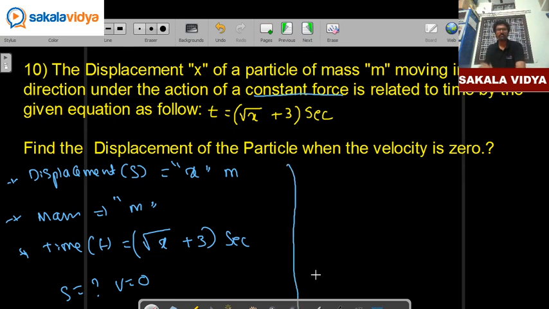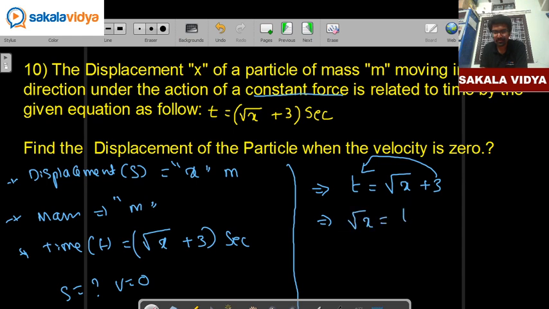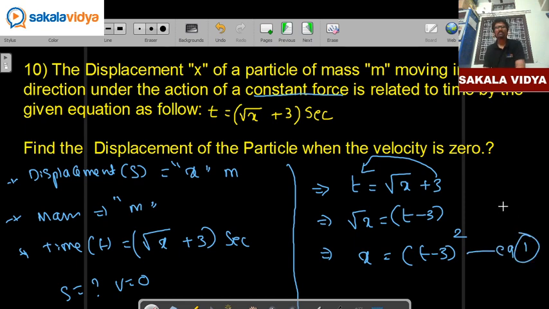So what is the first step? Here t is equal to under root of x plus 3. So I'm going to transfer this plus 3 to the left hand side, then it becomes under root x is equal to t minus 3. Squaring on both sides, x is equal to t minus 3 whole square. So this is our equation 1. So what you have to find? You have to find velocity.